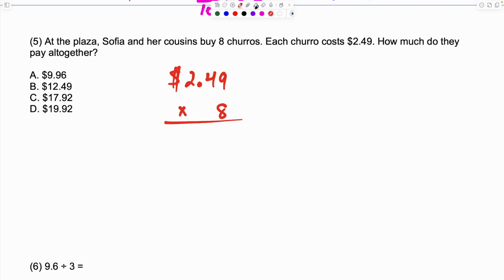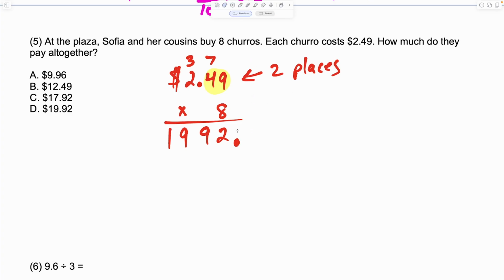So here, notice there are 2 digits to the right of the decimal. So we just multiply this normally, but then just know we have to move the decimal at the end 2 spaces to the left. So we do 8 times 9 is 72. We carry the 7, and then we have 8 times 4 is 32, and 32 plus 7 is 39. So we have a 9, carry the 3, and then we do 8 times 2 is 16, plus 3 is 19. And see, those were 2 places that we have to pay back at the end. So the decimal over here is going to move 2 spaces to the left like this. Okay, so our solution here is going to be $19.92, which is choice D.